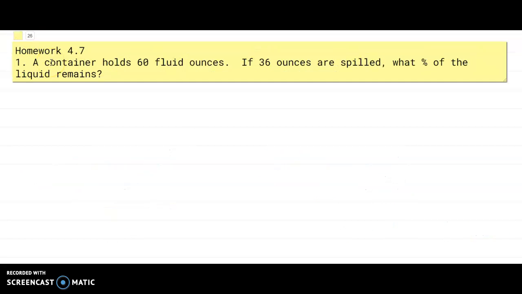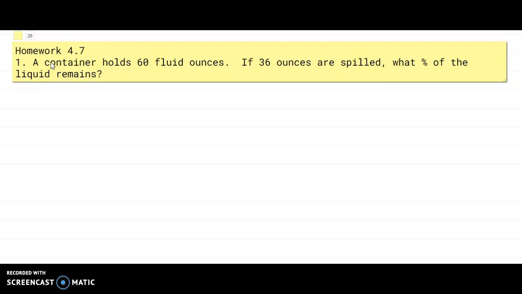Okay, now on the main side of the homework, we have the problem: a container holds 60 fluid ounces. If 36 ounces are spilled, what percent of the liquid remains? So what we need to find out is either what percent of 60 is 36 ounces, or they're not asking us how much spilled. I mean, we know 36 ounces spilled, and we could find out that percent, but what we really want to know is what percent of the liquid remains.